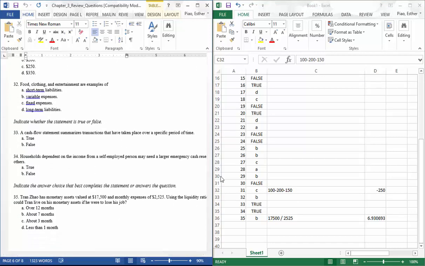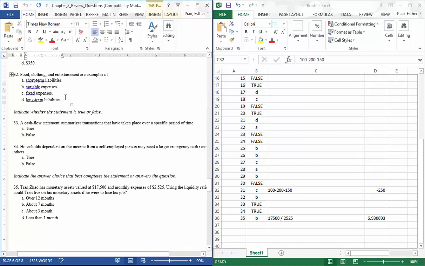Number 32. Food, clothing, entertainment are examples of, of course, variable expenses. These are the expenses that you can have control over. These are not the fixed expenses that you have no control at all. Number 33, a cash flow statement summarizes transactions that have taken place over a specific period of time. This is true. Number 34 is another true statement.